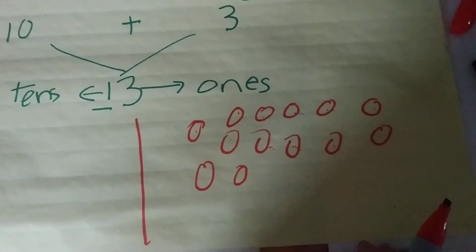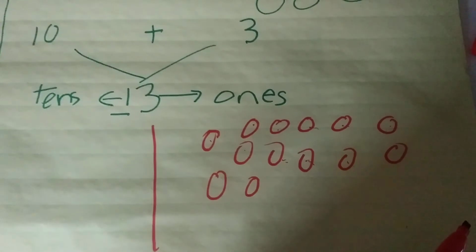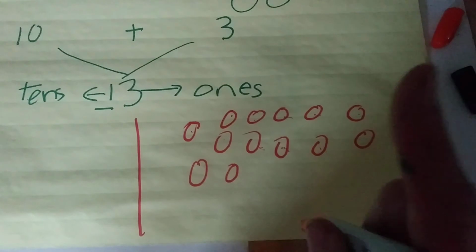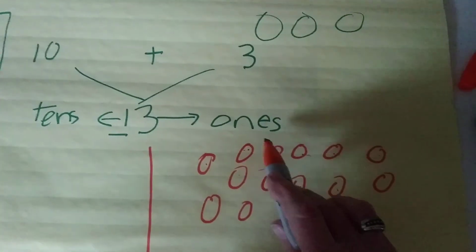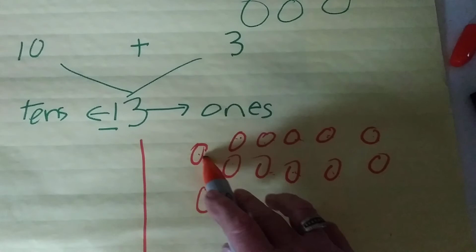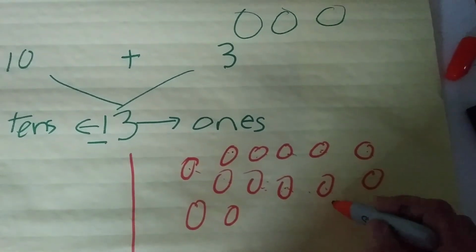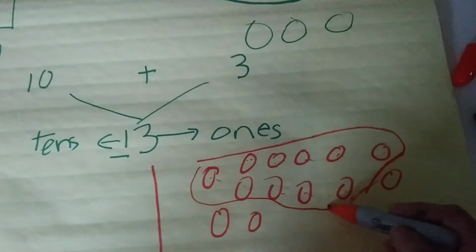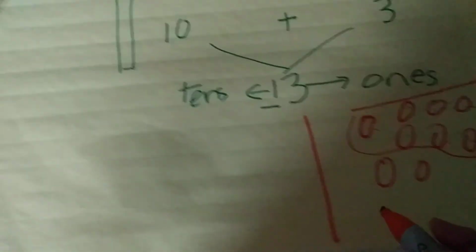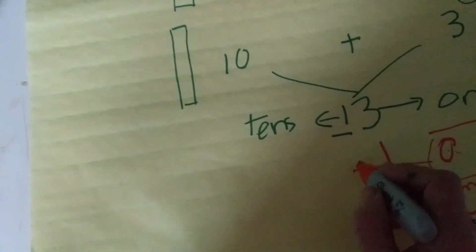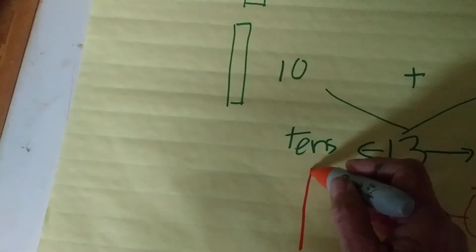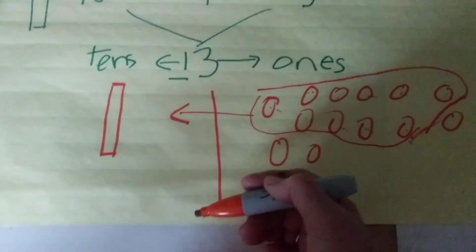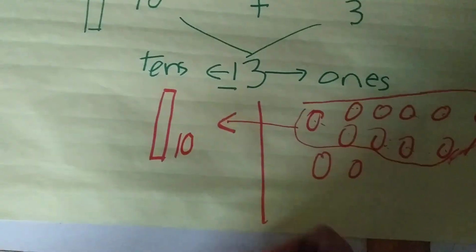Uh-oh. I have more than 10 in my ones column, or my unit side. So I'm going to circle 10 of them, and I'm going to make one rod. Let's count them. 1, 2, 3, 4, 5, 6, 7, 8, 9, 10. I'm going to draw a circle around them. You do the same thing on your paper. And I'm going to move them over here and make one rod. So how many's in here? That's correct. There are 10 units in here.